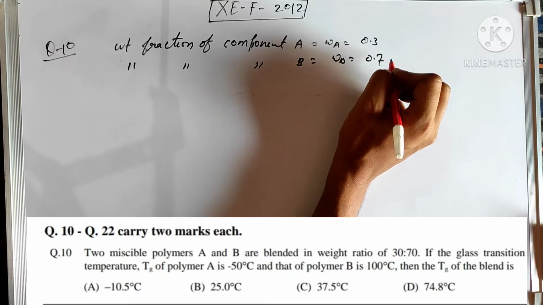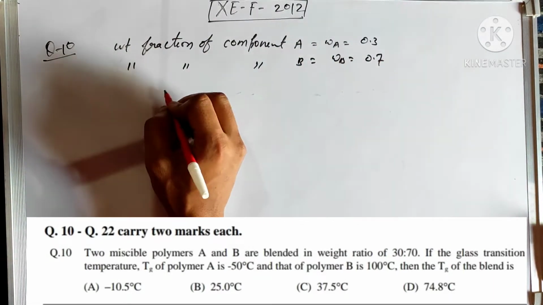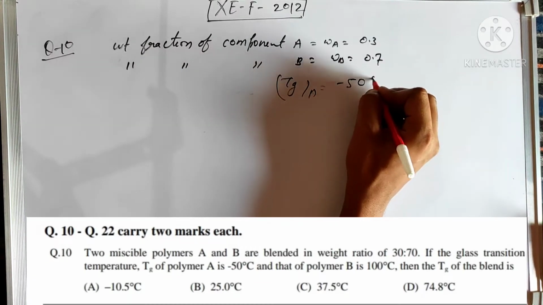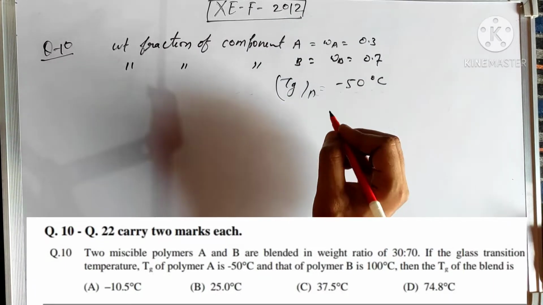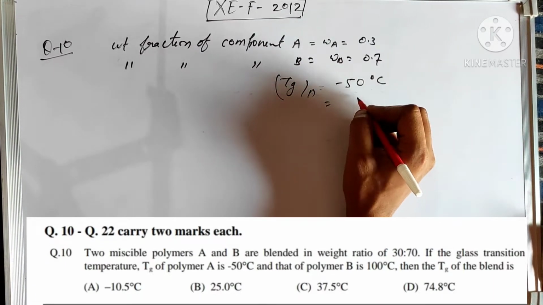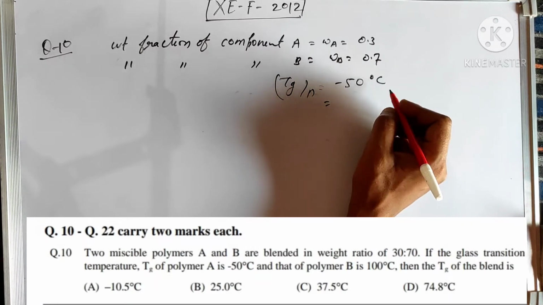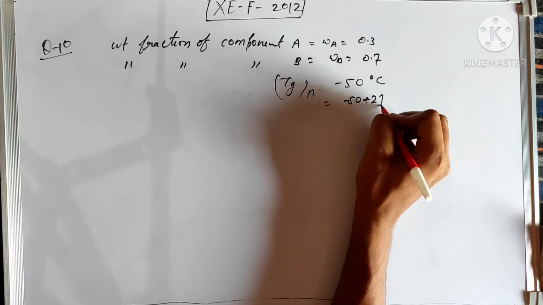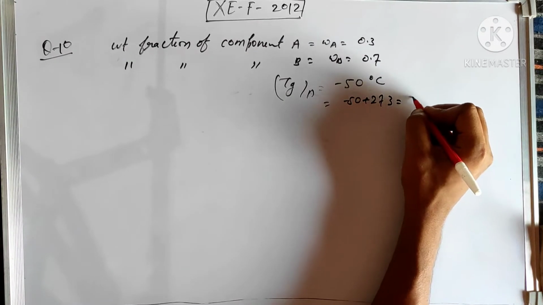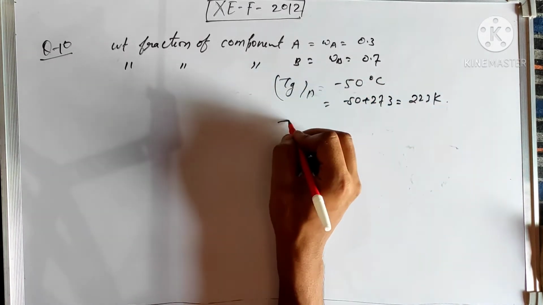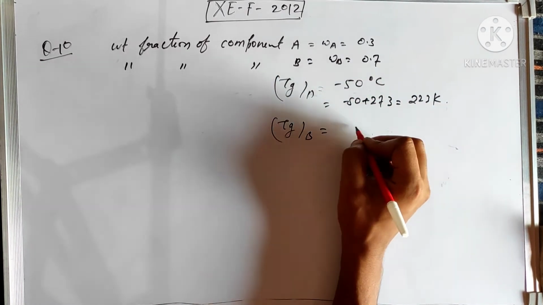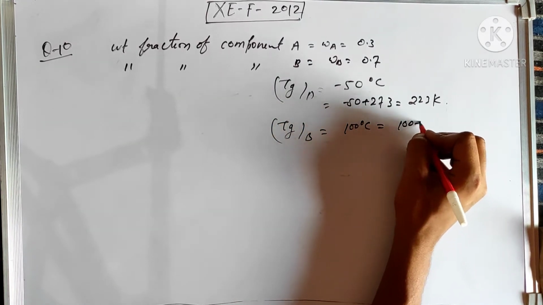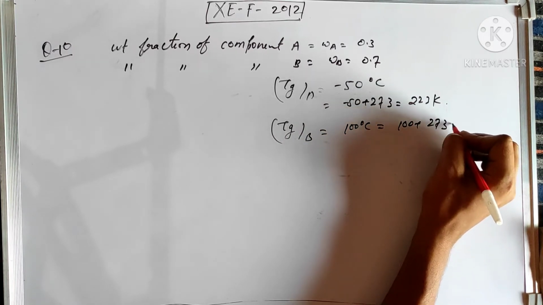Given that the glass transition temperature of component A is equal to minus 50 degrees centigrade. Here remember, temperature is always taken in Kelvin. So degrees centigrade is converted to Kelvin by adding 273 to the given data: -50 + 273 = 223 Kelvin. The glass transition temperature of component B is 100 degrees centigrade. Converted into Kelvin, you get 100 + 273 = 373 Kelvin.